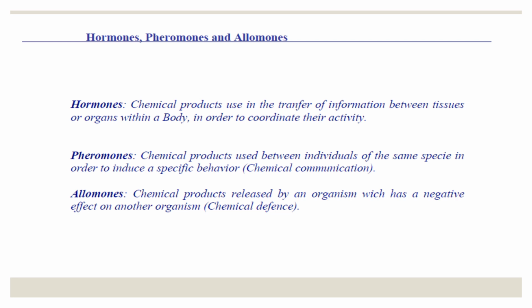You know that pheromones, hormones, and allomones are very important chemicals in the communication scenario. For example, a hormone is a chemical product used in the transfer of information between tissues and organs within the body in order to coordinate their activity, whereas pheromones are chemical products used between individuals of the same species in order to induce specific behavior or chemical communication. But an allomone is a chemical product released by an organism which has a negative effect on another organism. Yes, this one is the chemical defense.